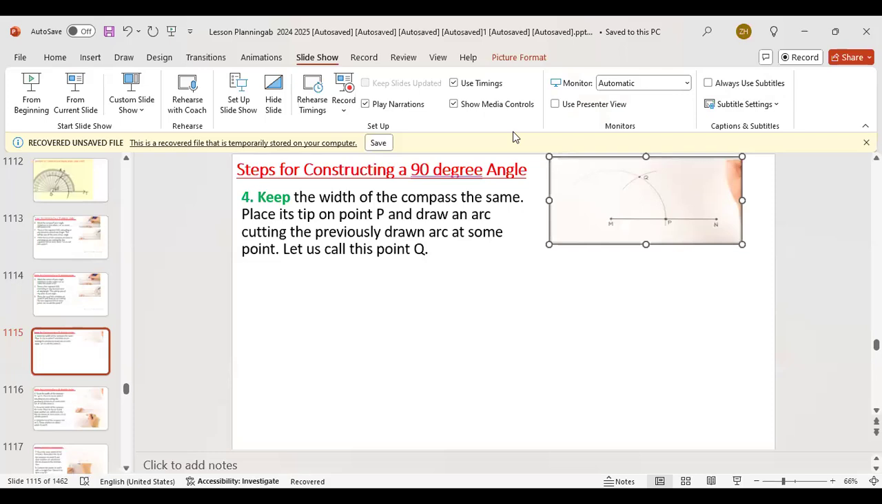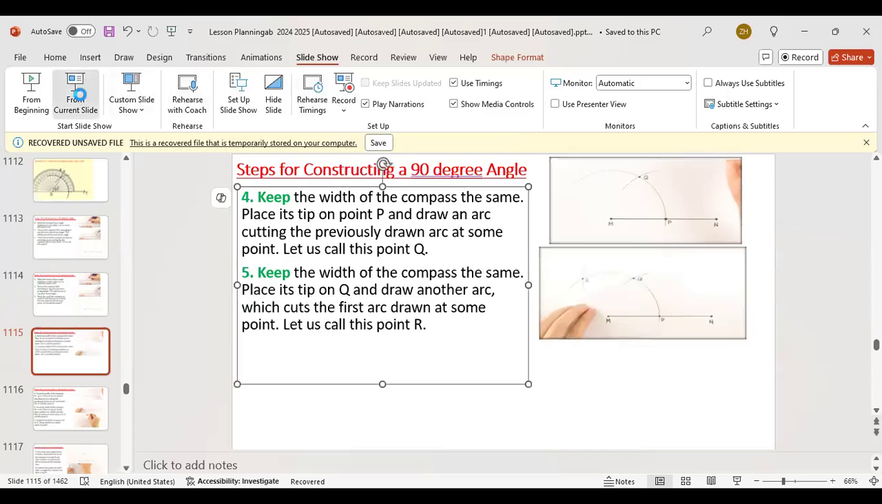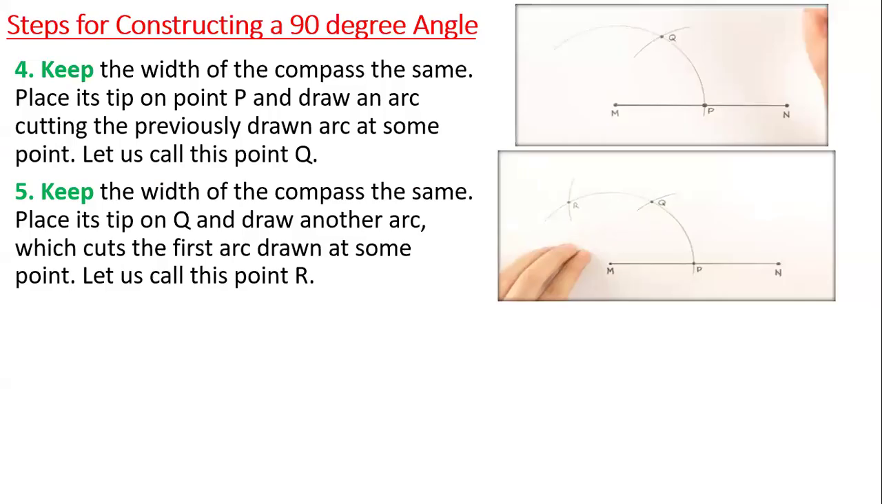Okay. Now, basically, at this point, we are doing the exact same steps as for the 60 degree angle. But this is where it changes, in part 5. If you look at part 5, it says keep the width of the seam.